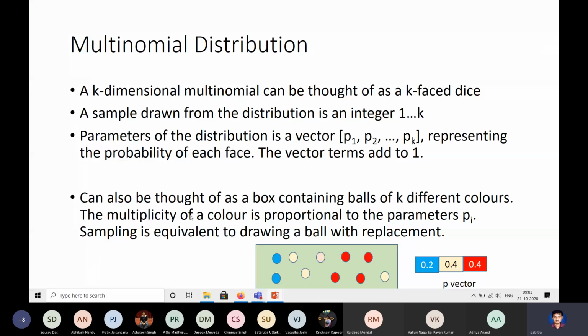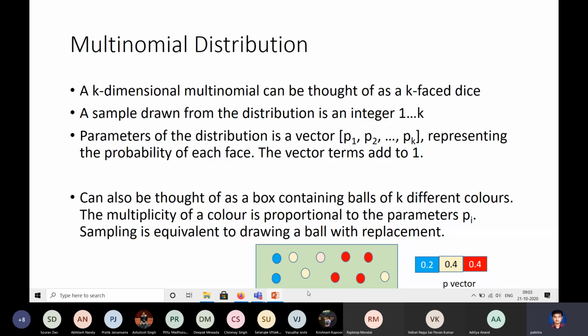You can also think of the box. This will help us visualize slightly better than the die. I find it pretty difficult to visualize a k-faced die. Let's think of it as a box or an urn where I have balls of 3 different colors, if k equals 3, and the multiplicity of the balls is proportional to the value of this p vector. So 0.2, so 2 out of 10 for the blue, 4 out of 10 for the yellow, 4 out of 10 for the red, and so on.